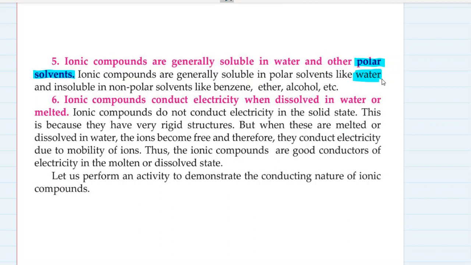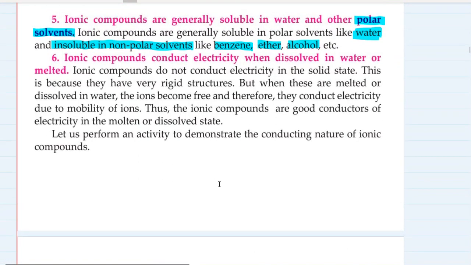But ionic compounds, since they are soluble in water, are insoluble in non-polar solvents like benzene, ether, alcohol, carbon disulfide, and so on, acetone. So these are non-polar solvents. Non-polar solvents are organic solvents. Okay? So in organic solvents, ionic compounds are insoluble. But in inorganic solvents like water, polar solvents like water, ionic compounds are soluble.